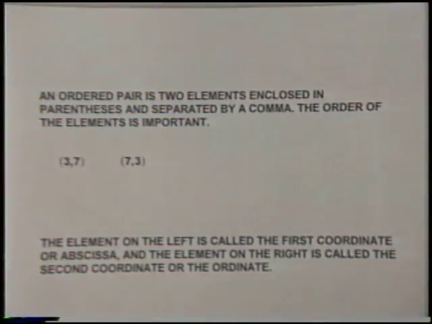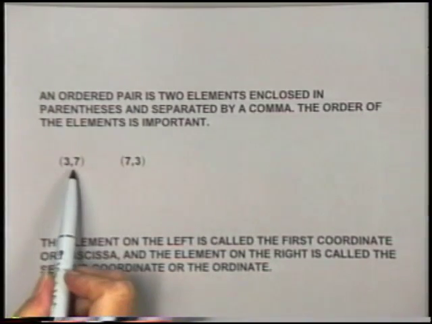The Cartesian coordinate system was developed by René Descartes to help us get a picture of the solutions of equations. In order for us to understand how the coordinate system works, we first need to know what we mean by an ordered pair. Let's take a look at a definition of an ordered pair. An ordered pair is two elements enclosed in parentheses and separated by a comma.